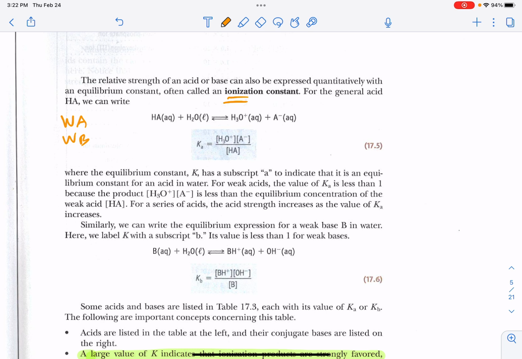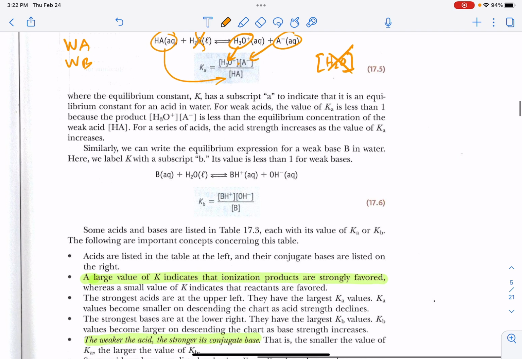But it is determined exactly the same way as chapter 16. You put the products in the numerator and make sure you multiply them. Don't add them. I see that on occasion. And you put your reactant in the denominator. But you don't use liquid water, because the idea of the molarity of water dissolved in water is nonsensical. So that would be my equilibrium constant expression for a weak acid, simply called the Ka. And the Kb is done the same way.